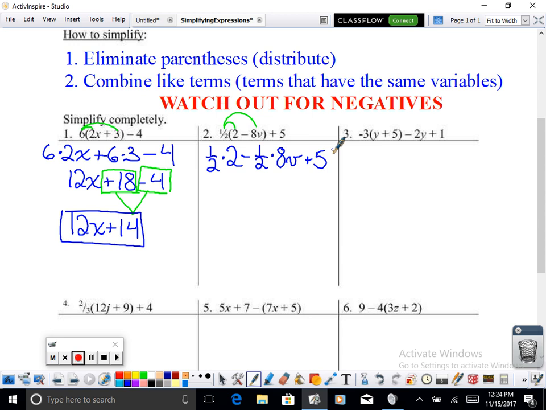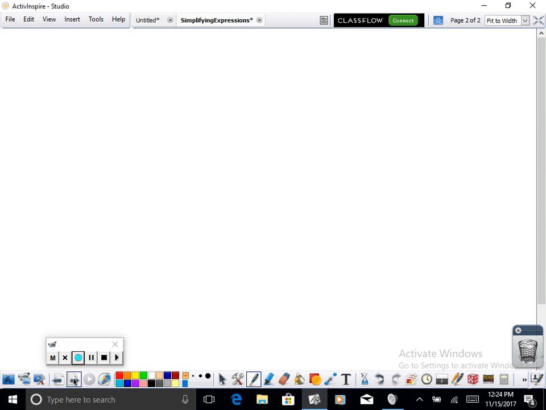So now I have to deal with that 1/2. Okay? Well, it's not as big a problem as you think. We're just going to flip over to the back and do a little bit of scratch work. I need to do 1/2 times 2 and 1/2 times 8v. So let's do this.